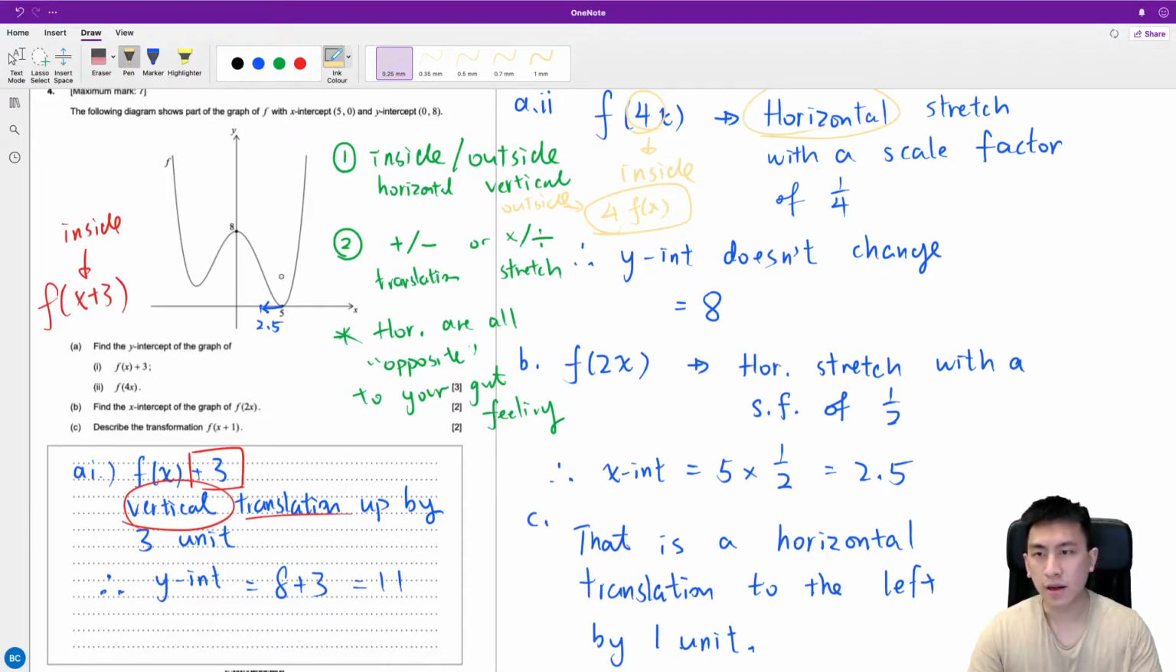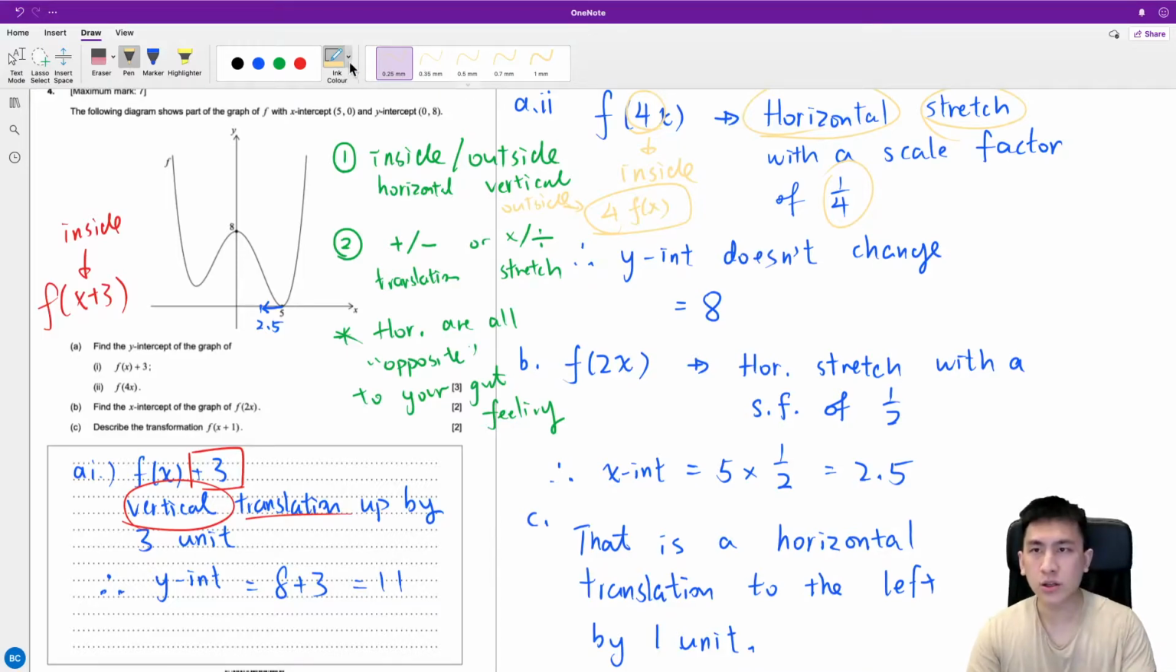And then you think about it, it's a times. It's times 4, right? So it's a stretch. So the stretch is a times. But then, here's the thing. Remember, all horizontal ones are opposite to your gut feeling. Because if you think about it, if we times it by 4, surely we stretch it bigger by 4. But then remember, horizontal ones are opposite to your gut feeling. So it actually squeezes by 4. So the factor is actually 1/4, a quarter.